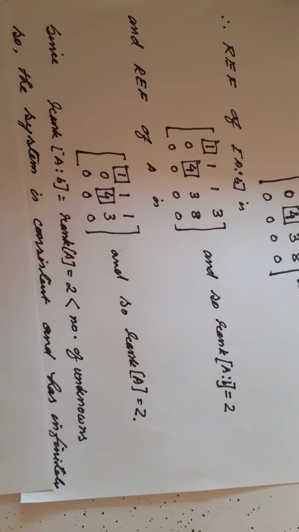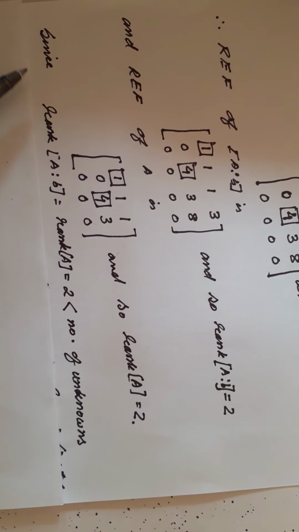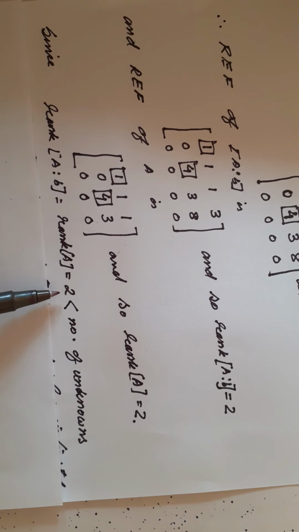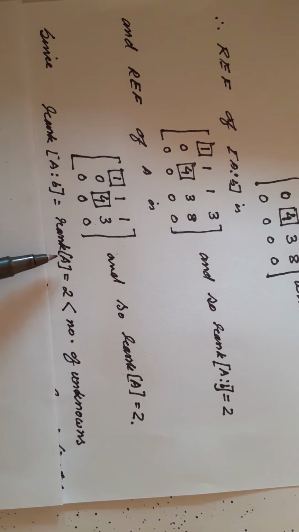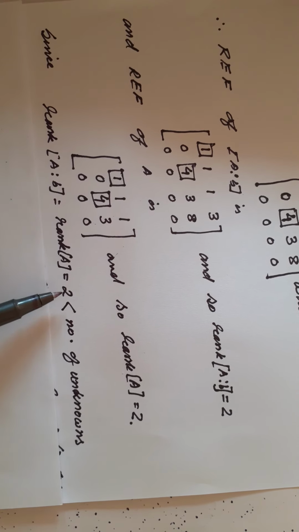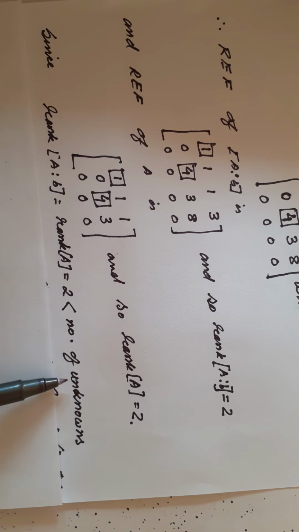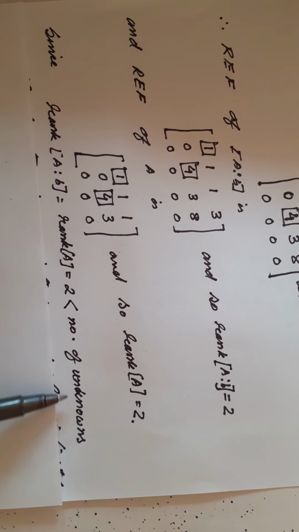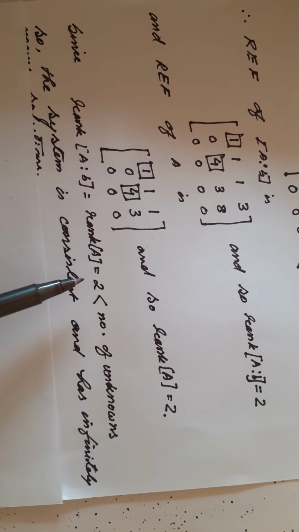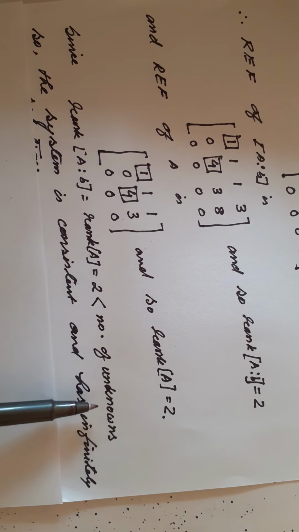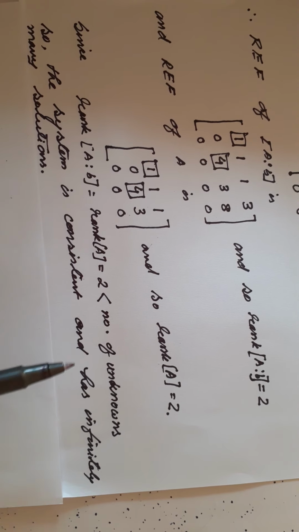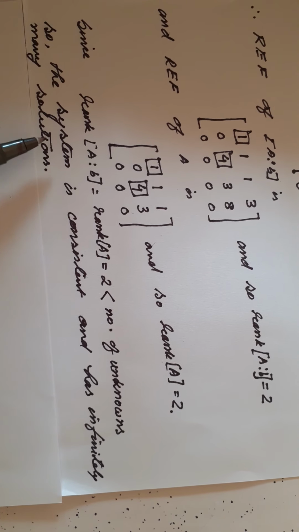Now once we have decided the ranks, what we see is that rank of AB is equal to rank of A, and that is equal to 2. When these two ranks are equal, the system is consistent. It means the system has a solution. Now since these ranks are equal to 2 and that is less than the number of unknowns, this condition signifies that the system has infinitely many solutions. So we'll write: since the rank is less than the number of unknowns, the system is consistent and has infinitely many solutions.